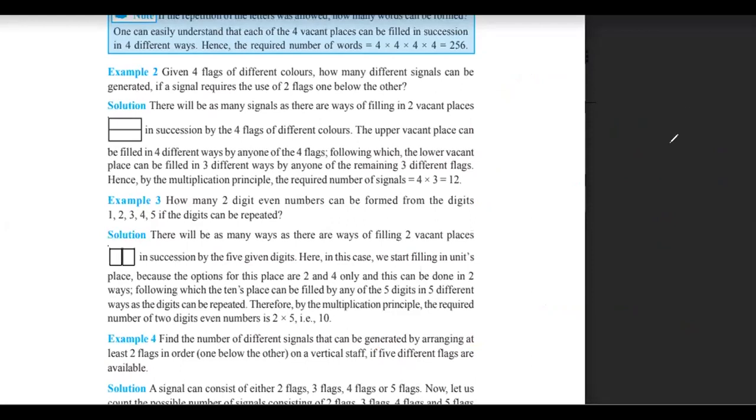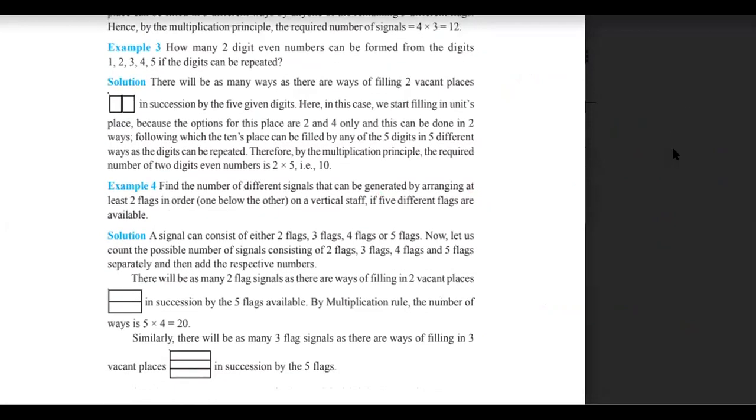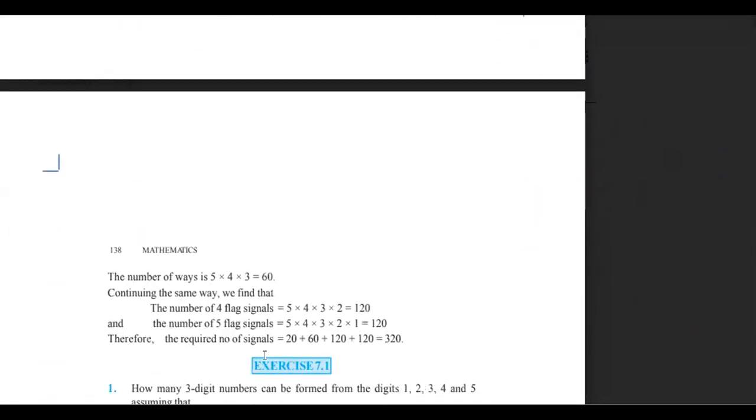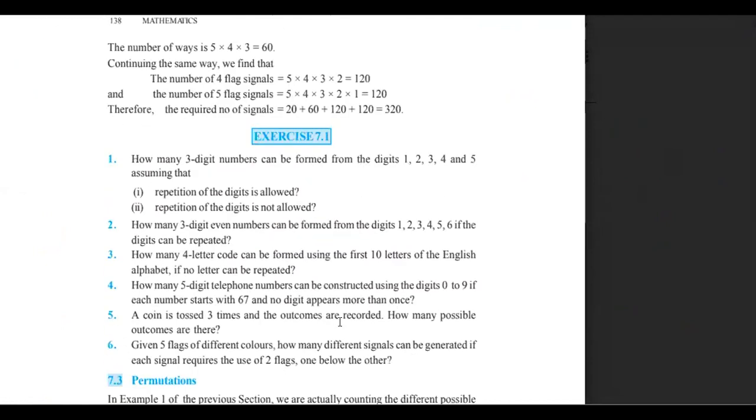Okay, very good. So yes, if you see the answer, for 2 flags we have 20. For 3 flags we have 60. For 4 flags 120. For 5 flags 120. Overall 320. Okay, right, everyone? So this is Exercise 7.1 which you can do. Exercise 7.1 which we can do.